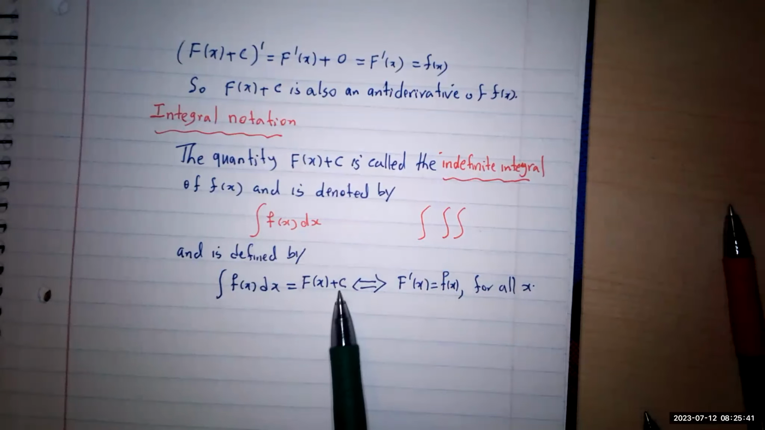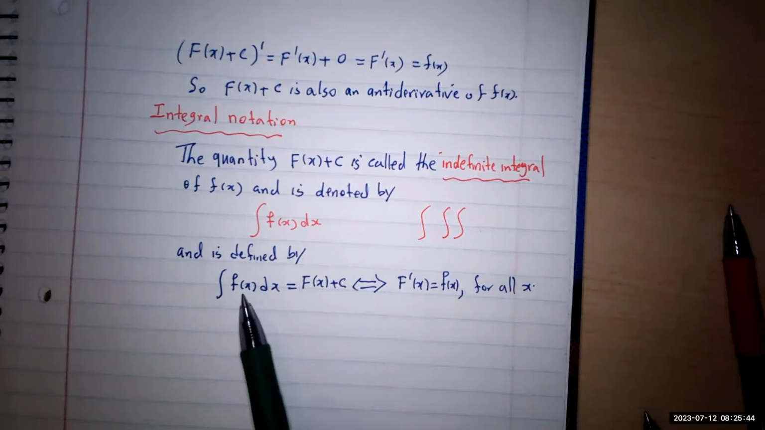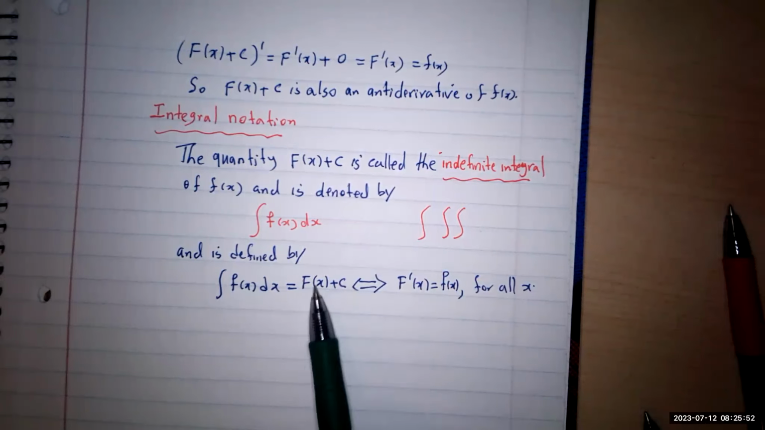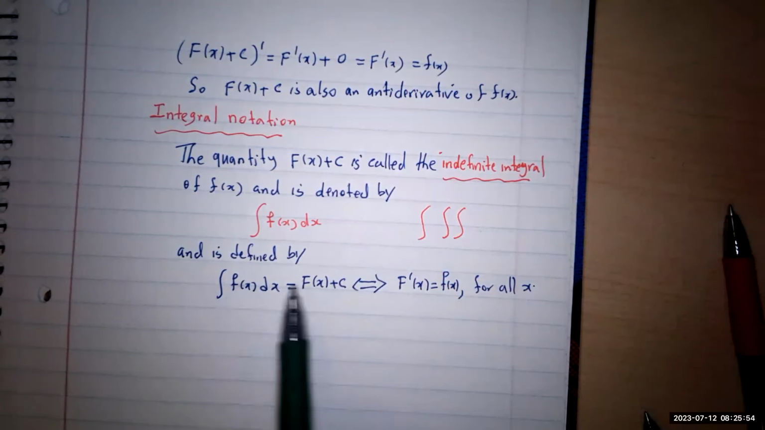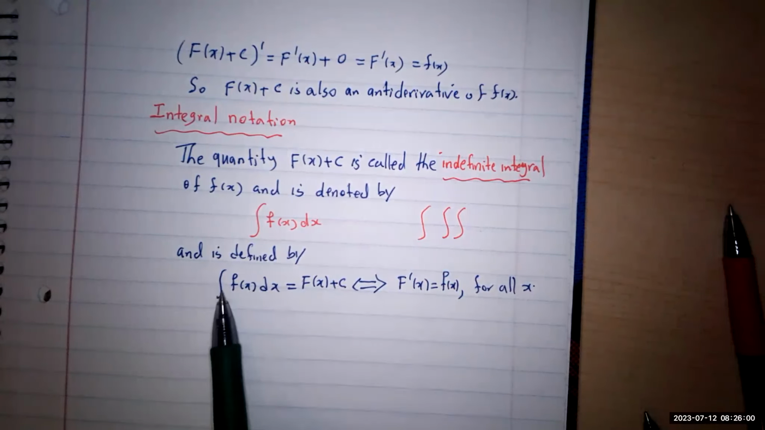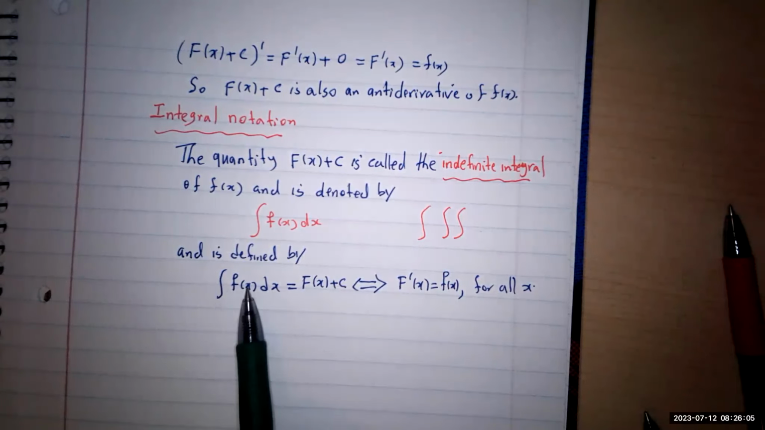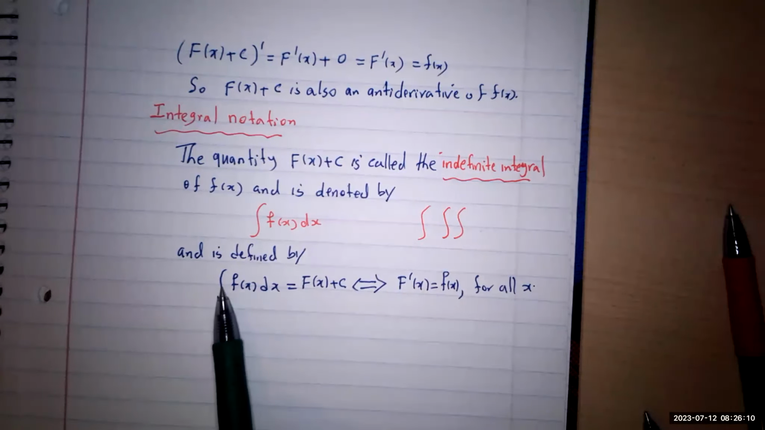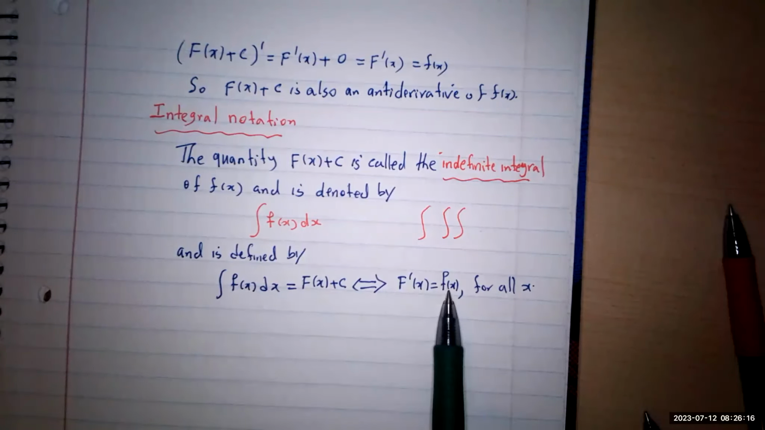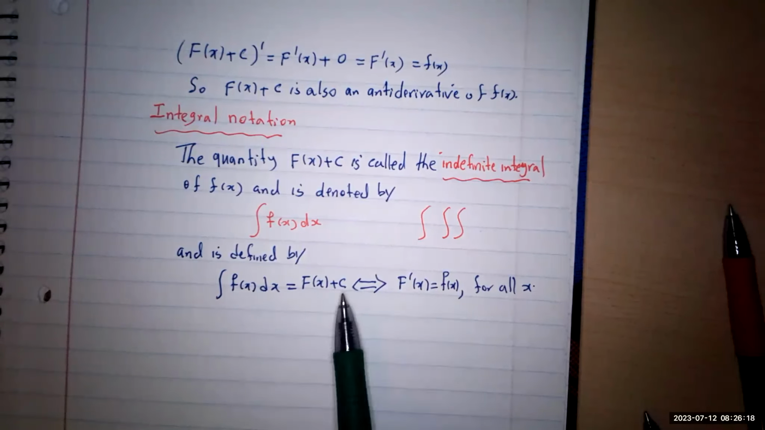If you claim that you found it, it's going to be f of x plus c, then you can check it. When you check it, you differentiate both sides. If you differentiate this side, that gives you f prime of x. If you differentiate this side, now what is this? Remember, this is the antiderivative of f of x. So if you find the derivative of the antiderivative of f of x, that would be f of x.